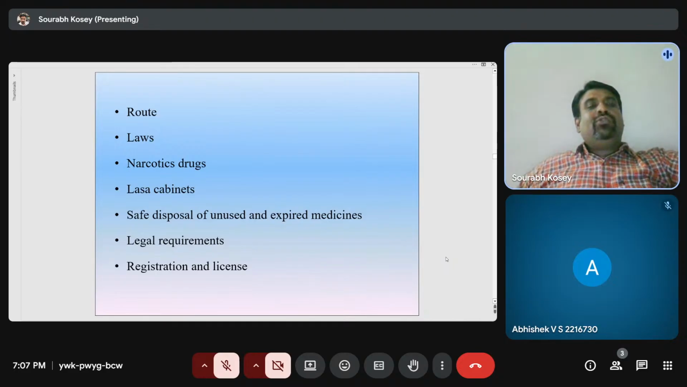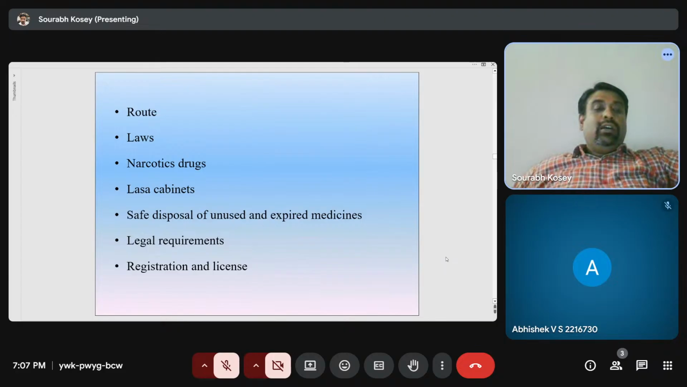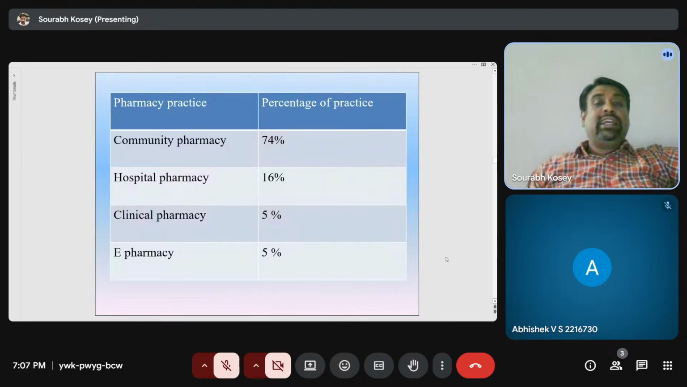So to start with, within this pharmacy practice domain, you have medicines. Before going to medicines, you have the human anatomy, various routes, and there are various rules, pharmaceutical jurisprudence to administer the medication, to store. You have controlled molecules, you have look-alike, sound-alike drugs in the domain, the medical store. Another term is pharmaceutical pollution, where the safe disposal of unused and expired medicines takes place. What are the legal requirements, and registration and license?